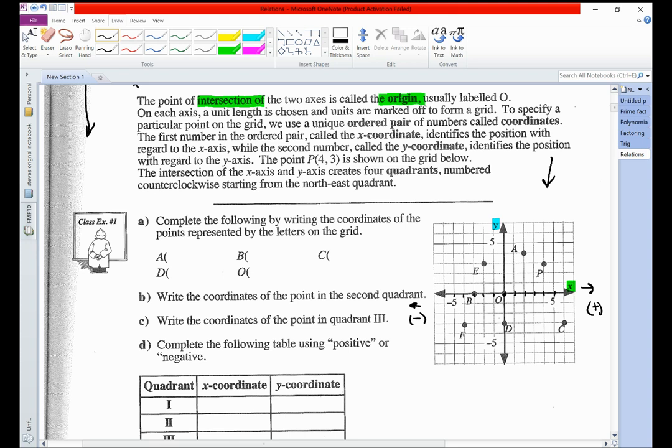With the y-coordinate, or the y-axis, as we move upwards, the y values get positive: positive 1, positive 2, positive 3, positive 4, and positive 5. You can see they've got 5 labeled there. And as we move down, we've got negative values. So from 0, it goes negative 1, negative 2, negative 3, negative 4, and they have negative 5 labeled there, which is awesome.